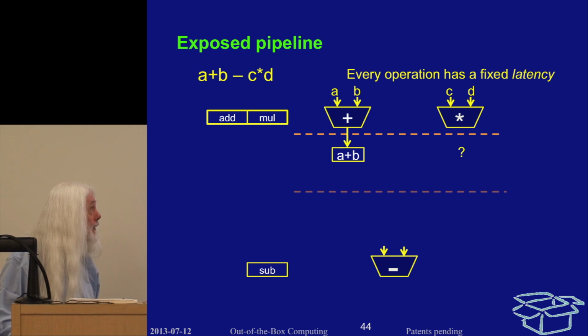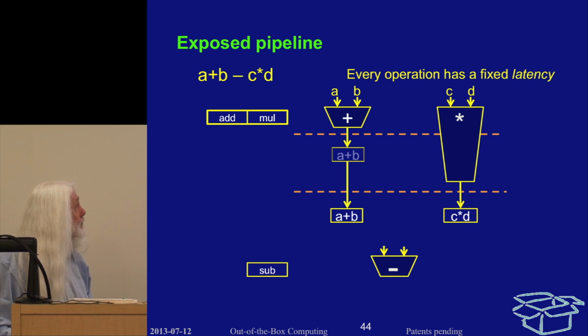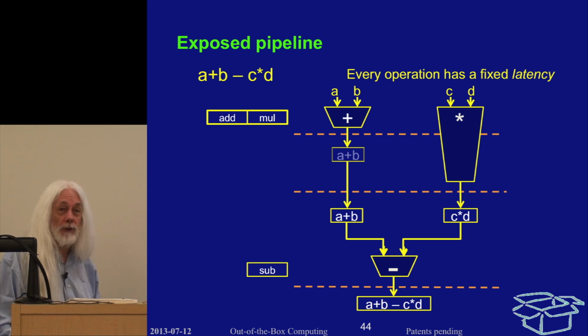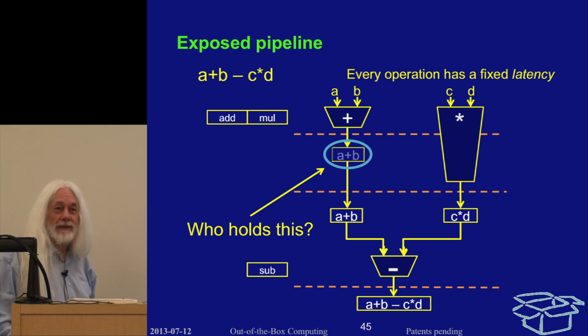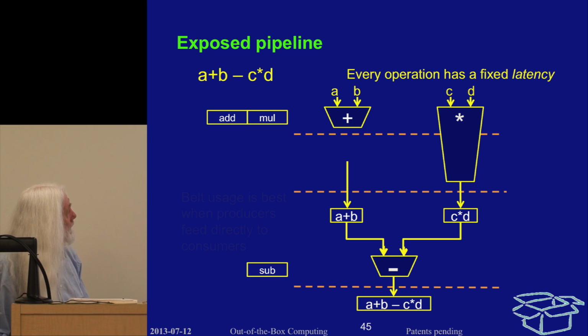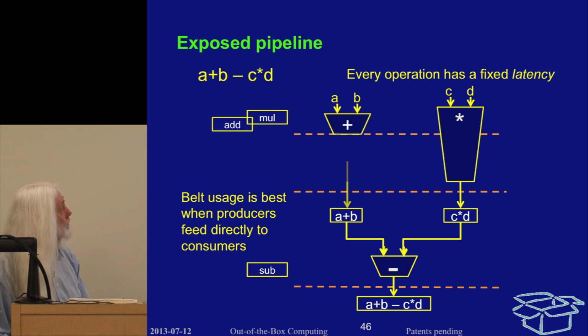the multiply is not yet ready. So what we need is to recognize the fact that it's not ready, and we want them both to be ready. So if we wait for another cycle, now they both are, they go into the subtract, and our final expression comes out the bottom. Now the question, of course, is where does that thing, the A plus B, where does it sit in the meantime? Well, it could sit on the belt, but that clutters up the belt. You really don't want to have things be sitting around on the belt. So the belt usage is best when the producers feed directly to the consumers.